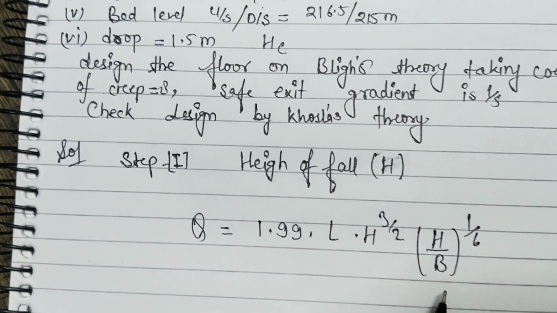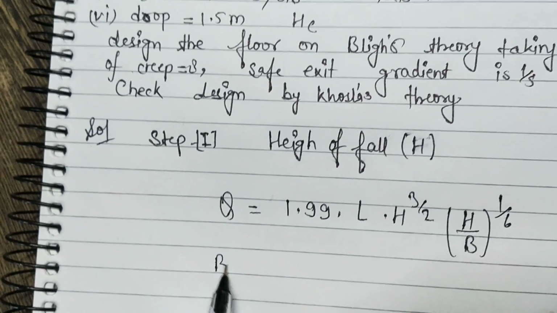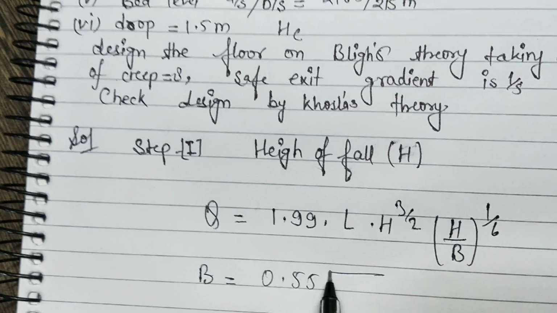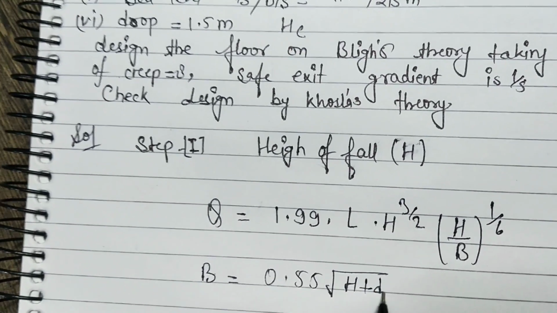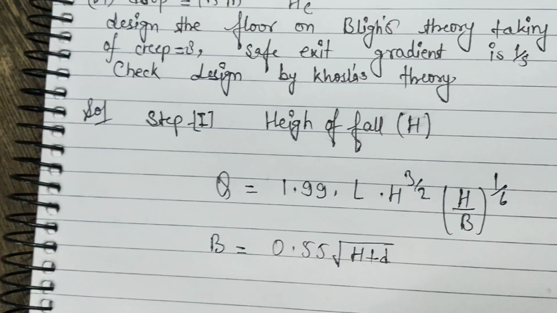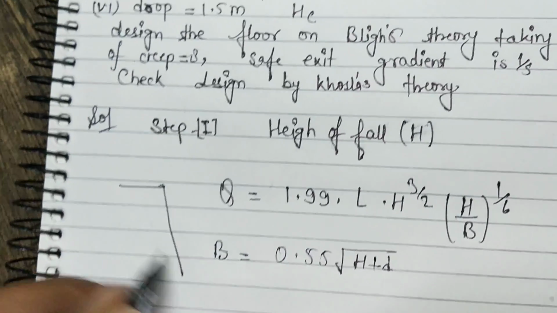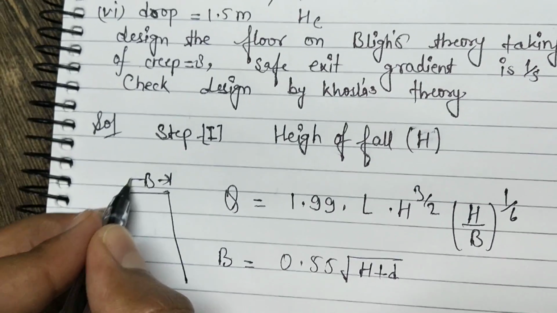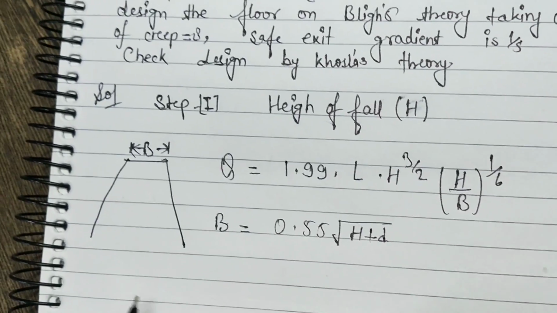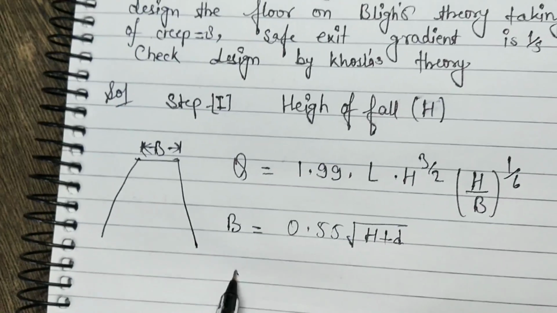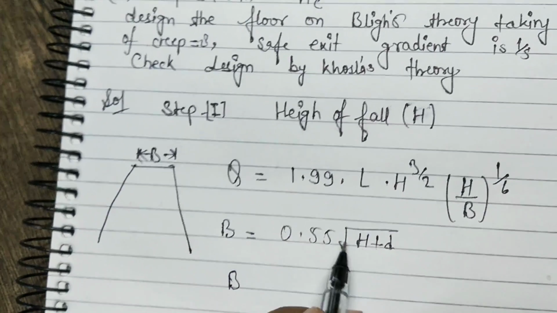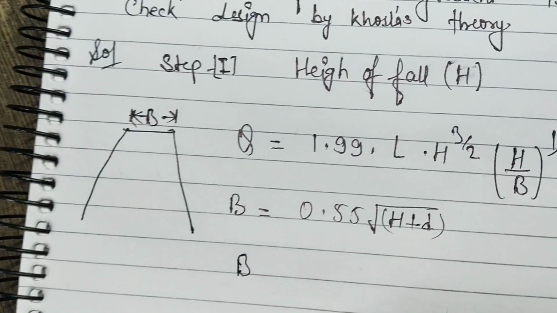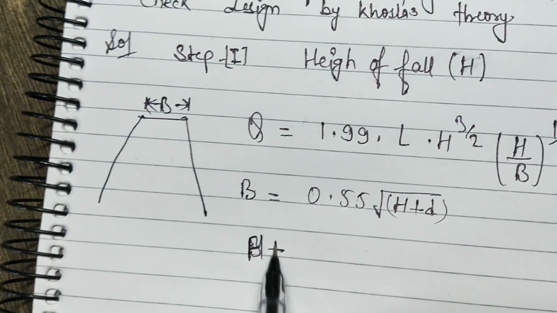Q is discharge. What is B? B is the top width, 0.55 under root H plus D for the trapezoidal section. Okay, this is the trapezoidal crest, this is the top width. So we will find out this. At first we have to find out H plus D. What is H plus D? Then we will write H plus D first.